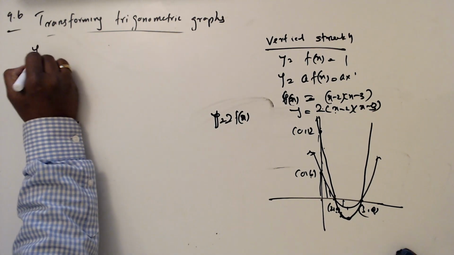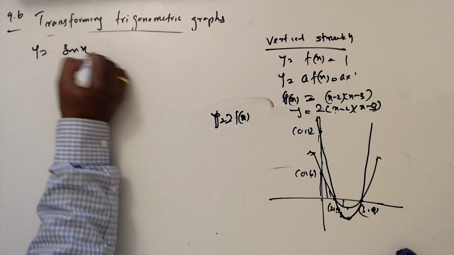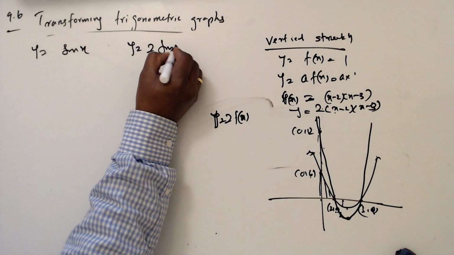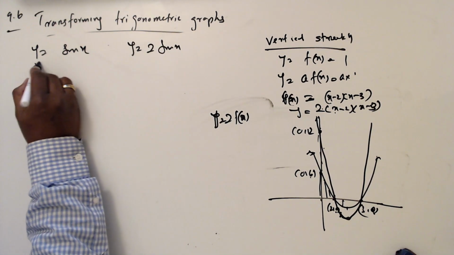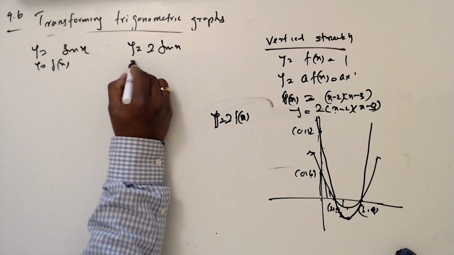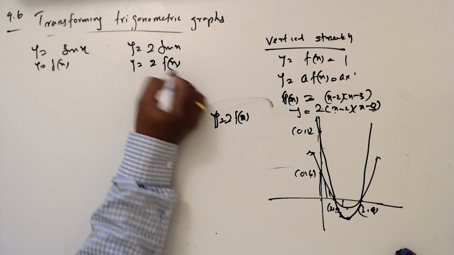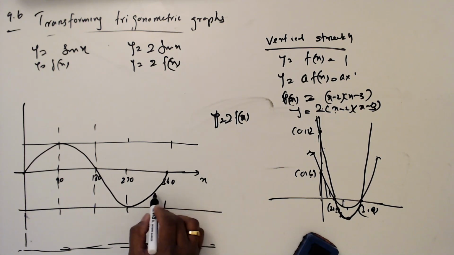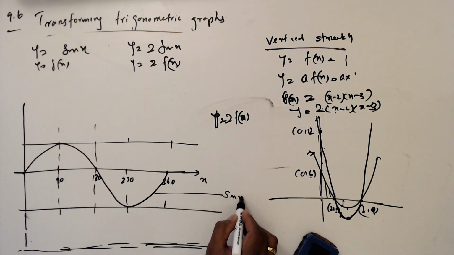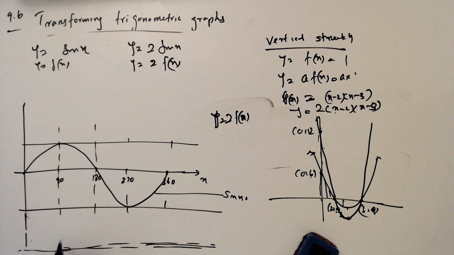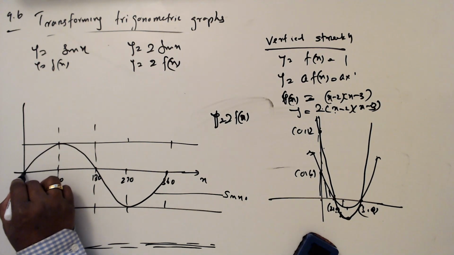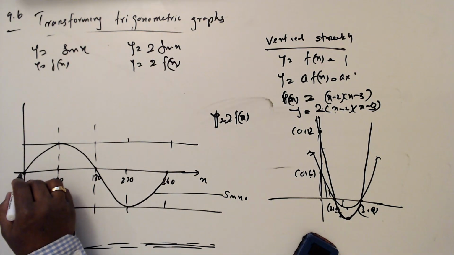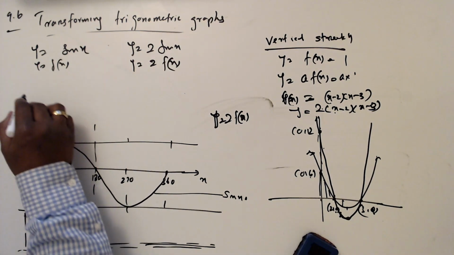Now let's discuss y equals sin x and y equals 2 sin x. This is y equals f(x) and this is y equals 2f(x). Now this is the sin x graph. Now I'll consider this point. Now I'm going to draw 2 sin x. What will happen to this point, (0, 0)?